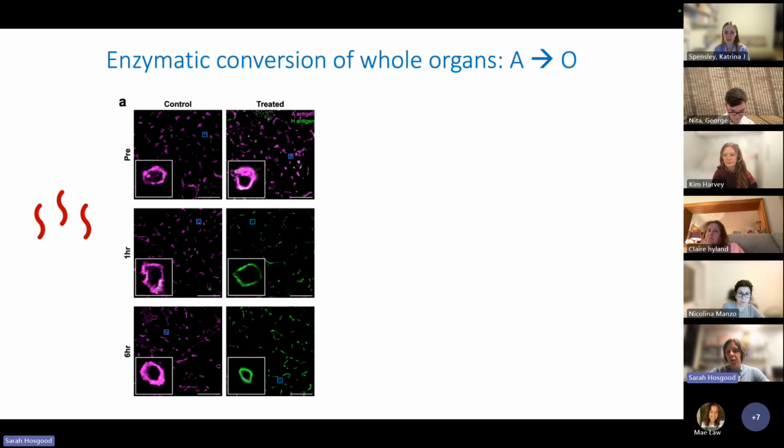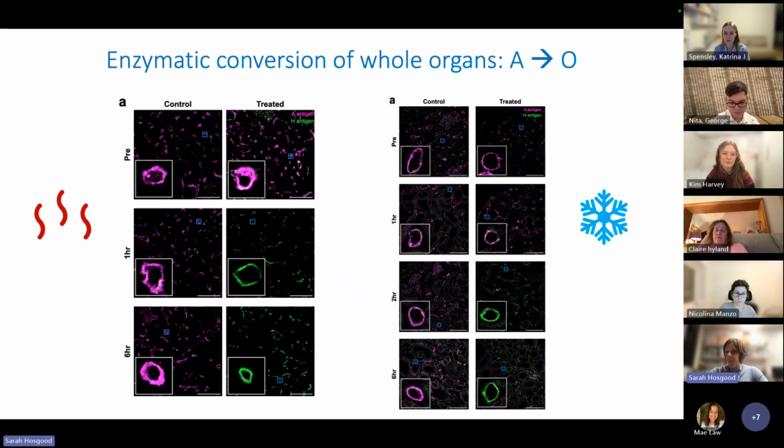So in the first panel here, if you look on the left-hand side, you can see the control kidney, and this is a time course if you work your way down. So you can see the nice pink ring, which is our A antigen on the surface of these endothelial cells, and it's there in the treated one as well. And this is before we've done anything. And you can see after 1 hour of treatment, in the control kidney, the A antigen is still there, so we still have the nice pink colour. But in the treated kidney, you can see that the green has appeared. So the A antigen has gone and the H antigen is expressed, meaning that we've converted this into an O type kidney. And again, it's there at 6 hours.